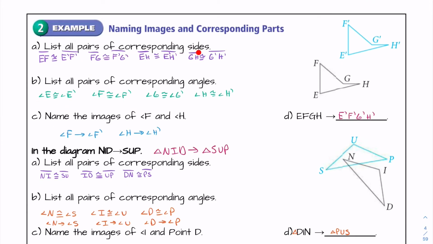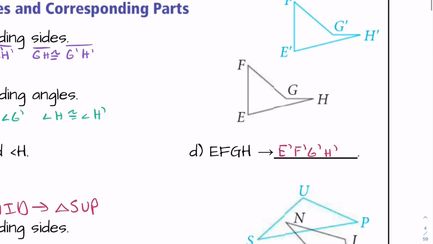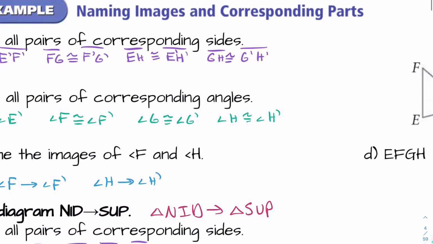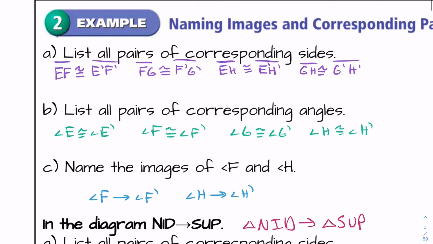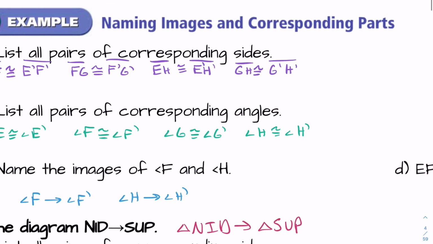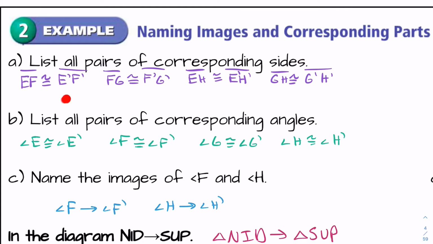So list all the pairs of corresponding sides for this one. Here we have EFGH mapped onto E prime, F prime, G prime, H prime. So I wrote that right here. I actually should have answered that question first, even though it's asking for it to be written in D. But there's E prime, F prime, G prime, H prime. And so what I wrote here, and you can pause the video because I'm going to go through it quickly, is that EF maps onto side E prime, F prime, and side FG maps onto side F prime, G prime. Line segment EH, E prime, H prime, GH, G prime, H prime.